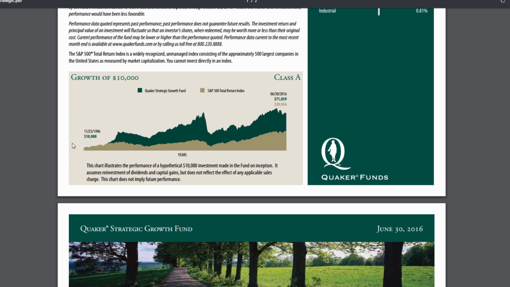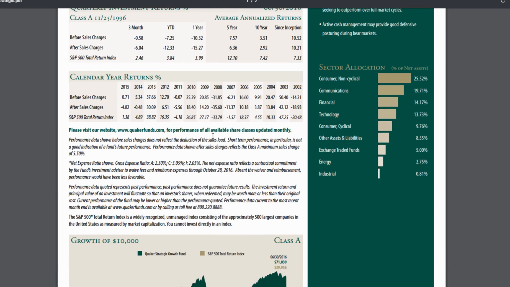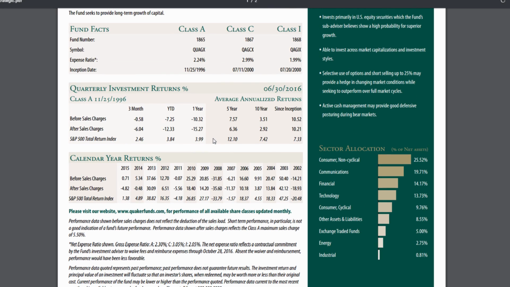This is since inception from 1996. So maybe back in 1996 it was a good fund, and because you had that good fund for all those years, it's still maintained it. But how has it done recently? Because that's what we care about, something a little more recent, because they might have changed a fund manager or something.